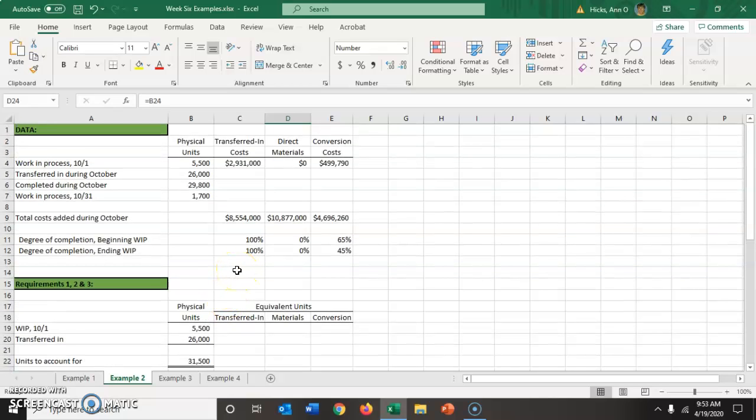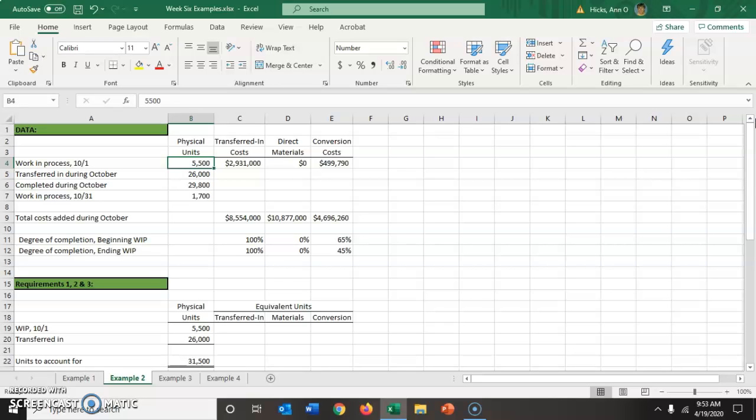So let's look at example 2. The process is very similar. The only difference is you will notice that in addition to direct materials and conversion costs, we have transferred in costs. Those are the costs that are transferred into this department, let's call it Department 2, from Department 1.